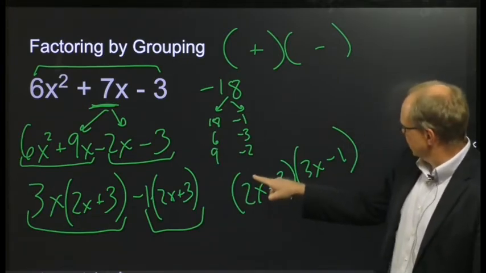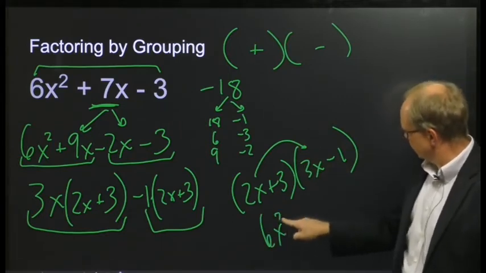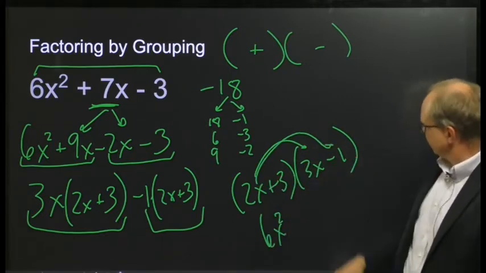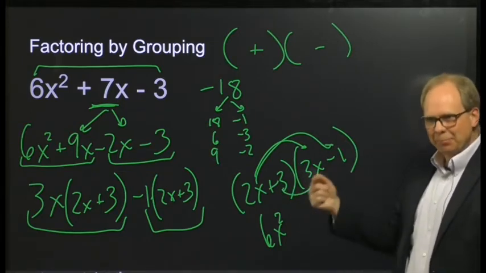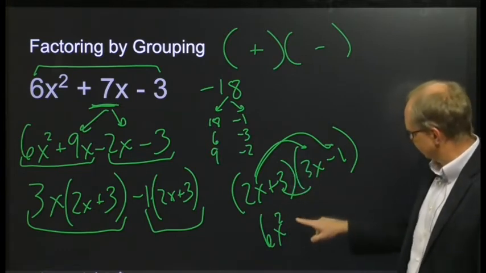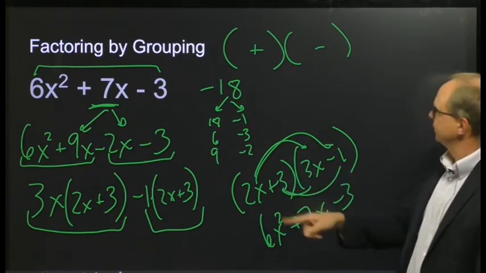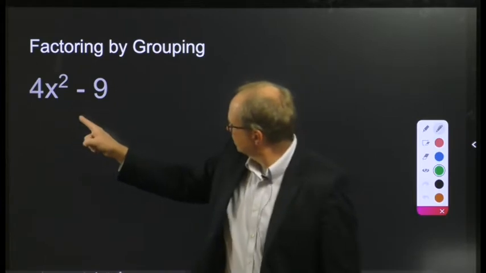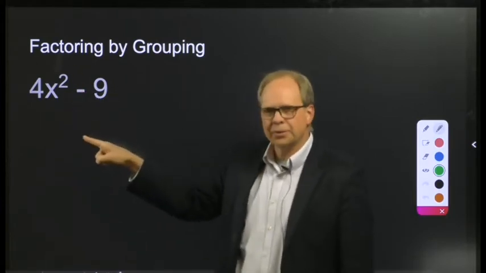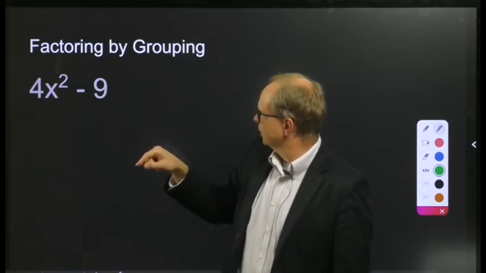Double check it, of course. 2x times 3x gives us our 6x squared, minus 2x plus 9x, which is plus 7x when we combine those, and then minus 3 at the end. That's exactly what we have. What about this one? This one is still quadratic, but where's the middle term here?